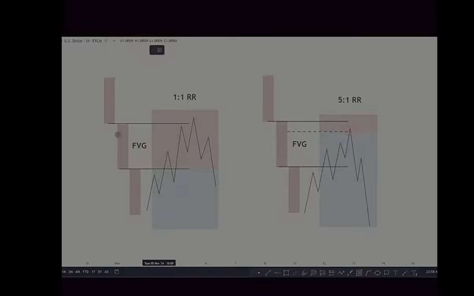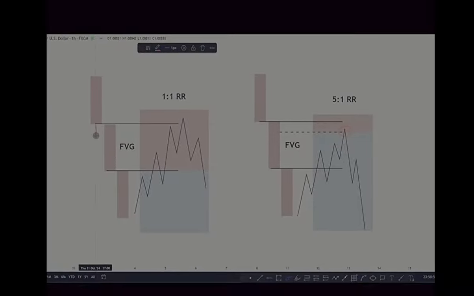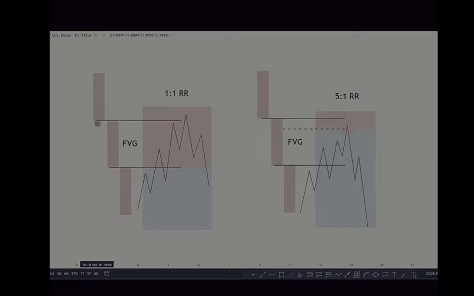So that is what we're going to be discussing today. Let's imagine that this is a fair value gap, which is a 3-candle pattern where the low of this candle does not overlap with the high of this candle. All right, so that is the fair value gap, but I'm putting it here, imagining that this is the wick here and this is the wick. So that is the fair value gap.